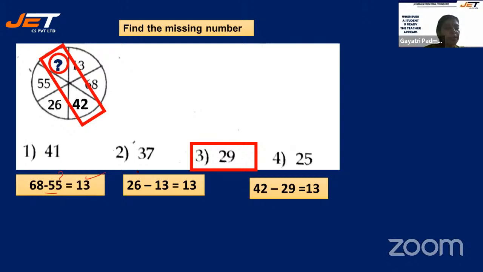What if you subtract, you will get 13. Similarly, what if you subtract, you will get 13. So if you subtract 29, you will get 13. That is why your missing number is 29. Is it clear, students? All right. So I'm sure this technique would have been understood.